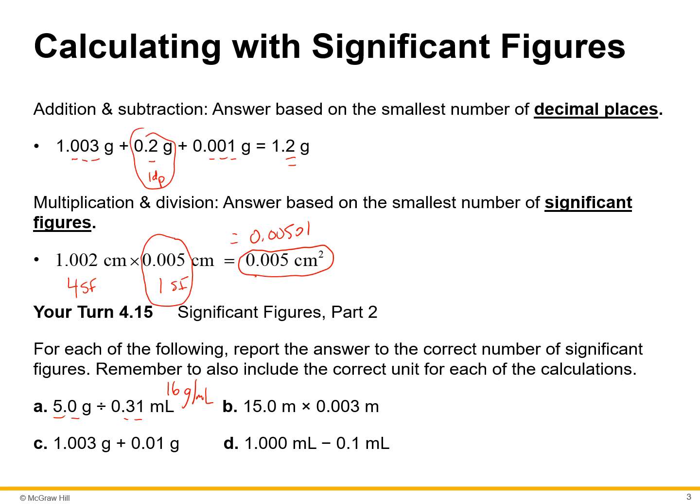The next one, 15.0, which is 3 sig figs, times 0.003, which is 1 sig fig. When we do that, we get 0.045. However, we want our answer to be to 1 sig fig because this one is the least when we're multiplying and dividing. So our answer will be 1 sig fig, which comes out to 0.05. This would be meters squared as a unit. We're rounding up because this number is 5 or greater. This number rounds up to 0.05.